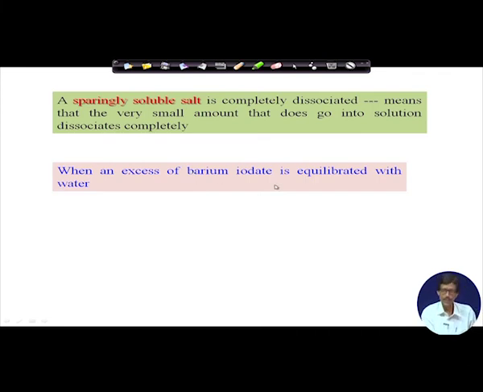That we will discuss in detail, because we are slowly moving towards the reaction of hydrolysis of some salts, that means salt hydrolysis. How sparingly soluble salts are utilized, we will see during the hydrolysis of the salt also.